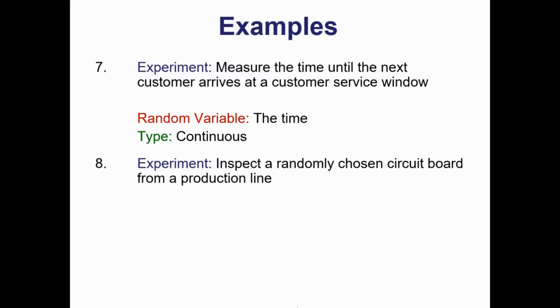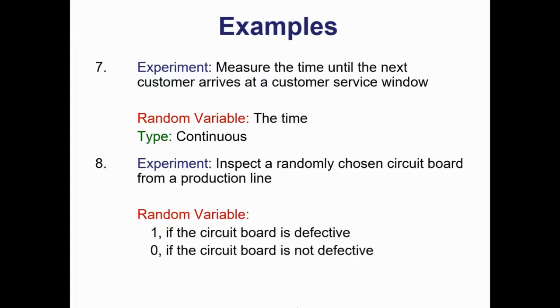And then the trickiest one, perhaps, is number 8. Let's see how y'all did on this one. Okay, so we're going to inspect randomly chosen circuit boards. If the circuit's defective, we assign it a 1. If it's not defective, we assign it a 0. What kind of variable is this?